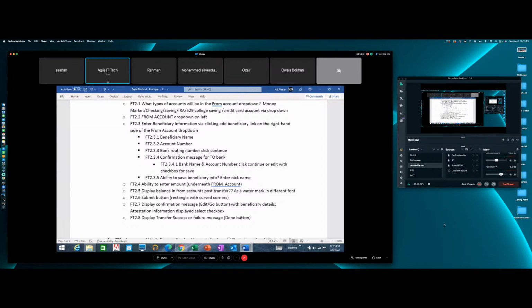FT 2.3.4: 3. What did you actually do on screen 2 to go to screen 3? Click continue. You see that? Everybody see that? Next, we go to the confirmation screen. What page are you on now? The third screen, right? Okay, so 2.3.4 is screen number 3.